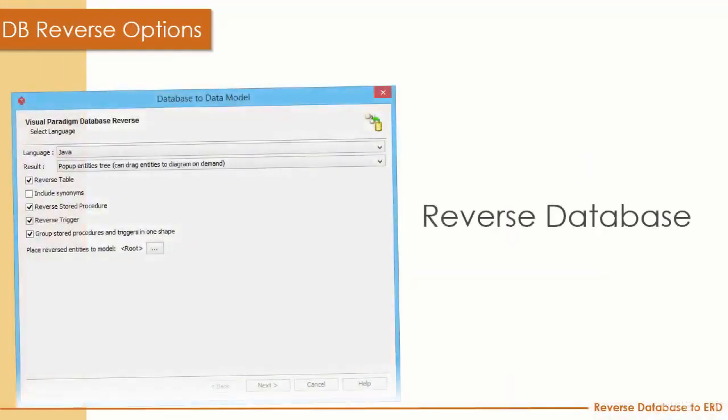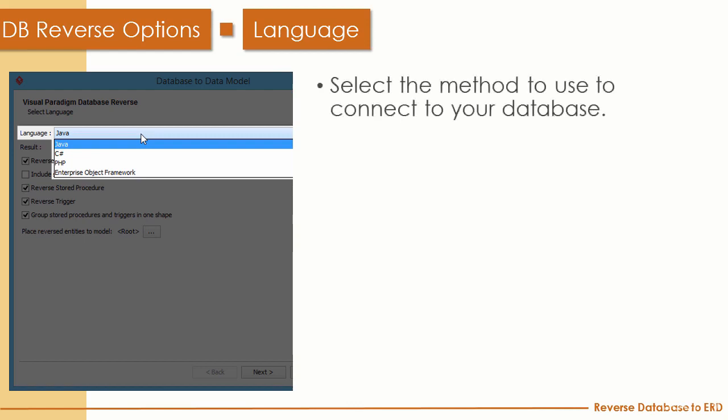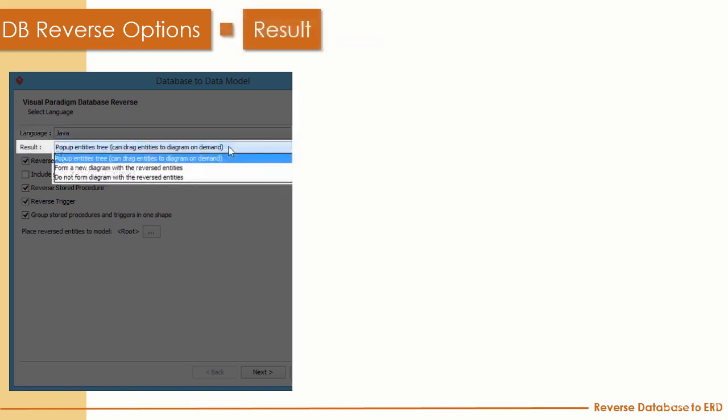Let's move on to talk about the different options. When you reverse the database, you will see a lot of options. The first one is the language. You can select what method you want to use to connect to the database. You can select Java, where the JDBC driver is used, or if you're using C#, it uses the adapter file.